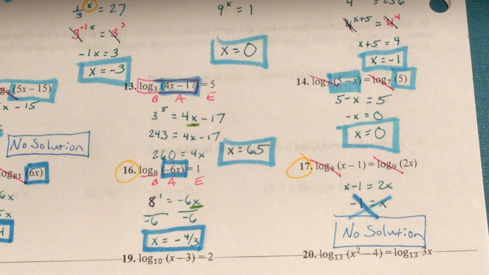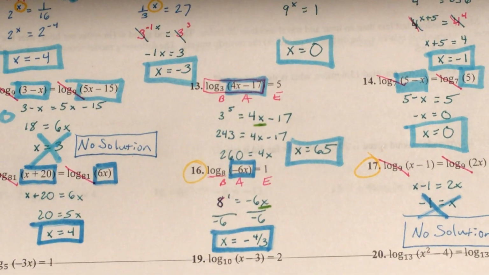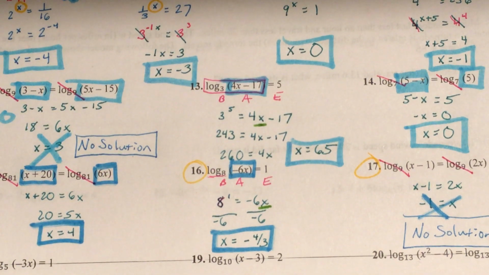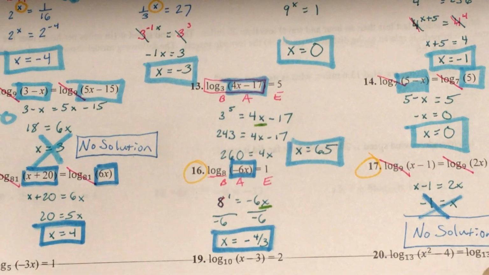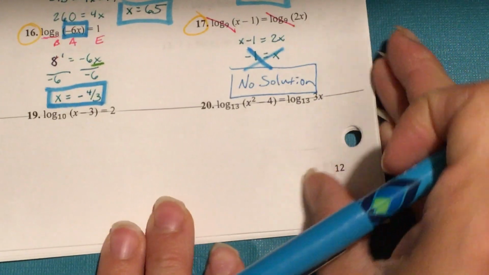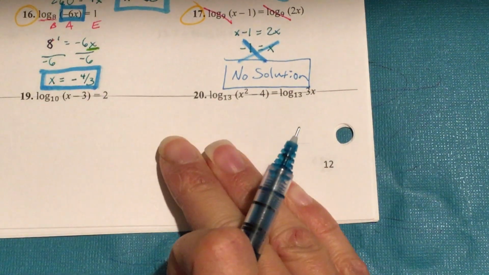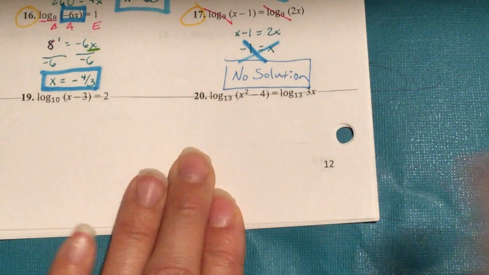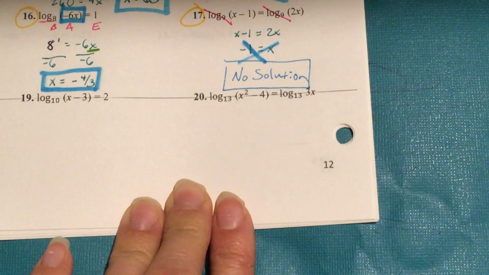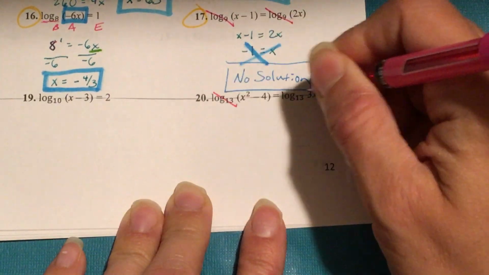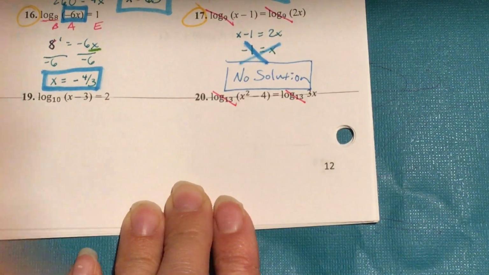All right, folks, so with that in mind, I am going to have you guys work on number 18 and number 19. I will not be going over those in this video, but we're going to be looking at number 20 together. So on number 20, same as the last problem, where we have two logs, so we can cross them off because they're the same on both sides.